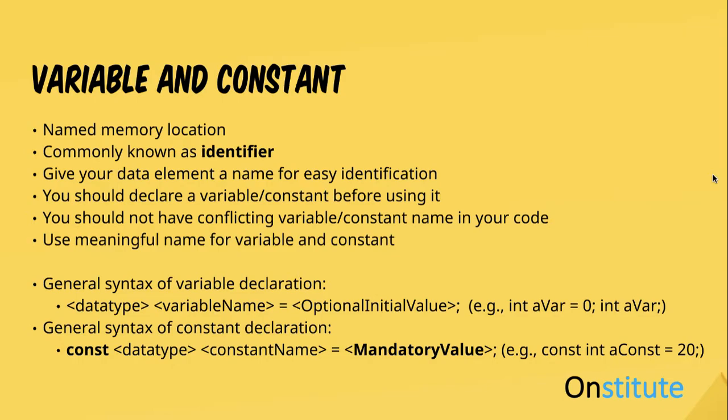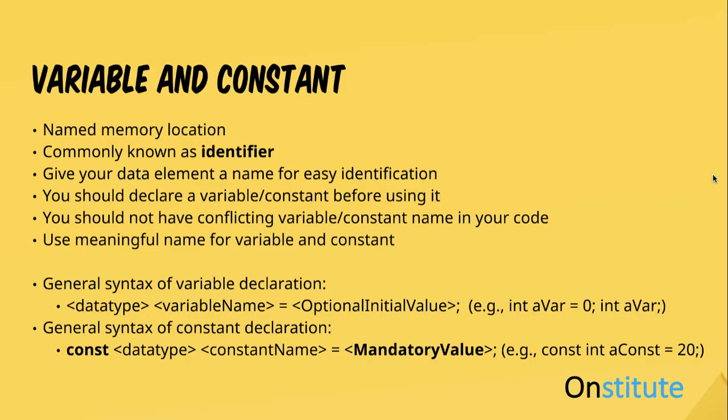Also, you should not have any conflicting variable or constant name in your code. That is, you cannot declare the same variable twice inside your program. Also, it is recommended that you use some meaningful name for variables and constants for better readability and understandability of the program.